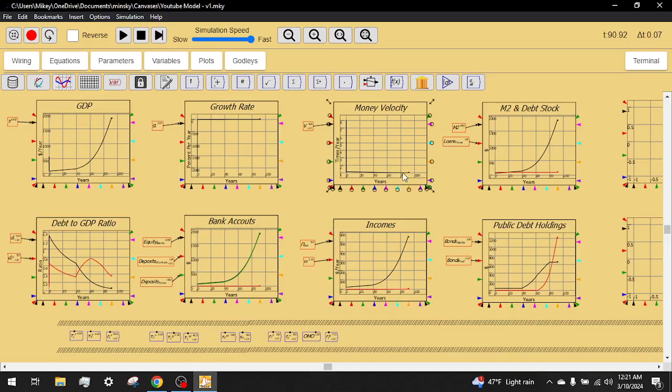Money velocity unchanged, incomes, bank accounts, GDP, all of that is still rising due to the economic stimulus of the deficit. All right.